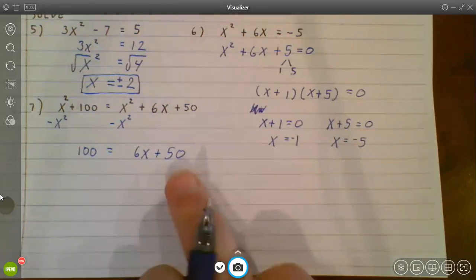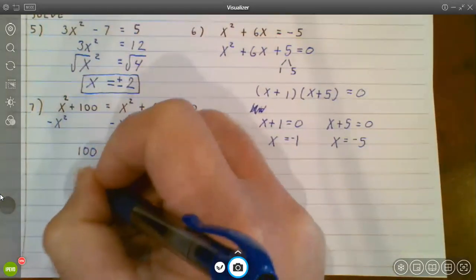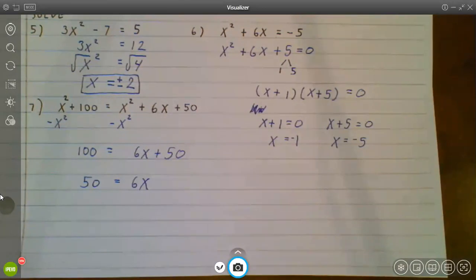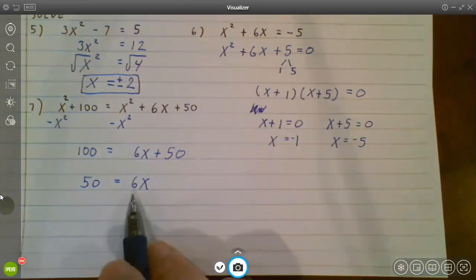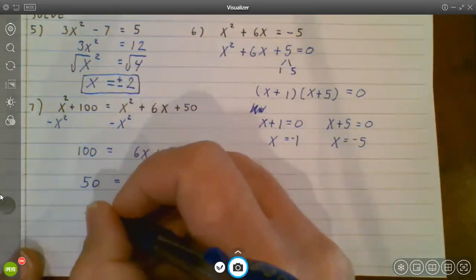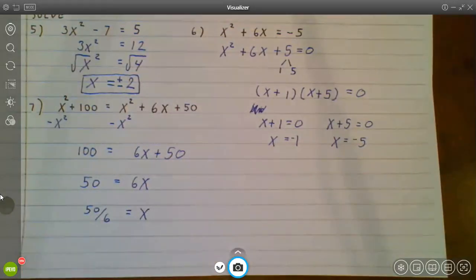So we would start by subtracting 50 from both sides. So that would put us here if we subtract 50. And then we would divide both sides by 6, which obviously 6 does not go into 50 evenly, but that's okay. So let's just leave it as a fraction. You could change it to a decimal if you really wanted to, but we don't have to.